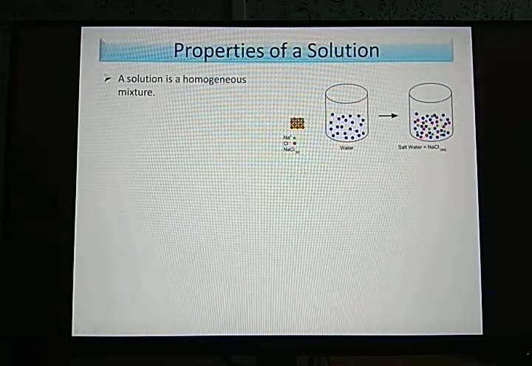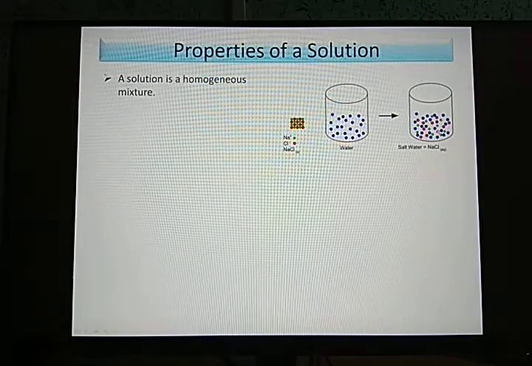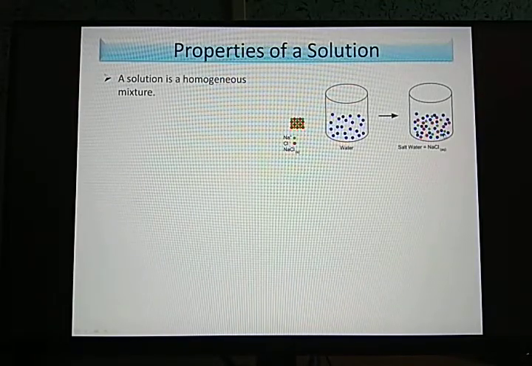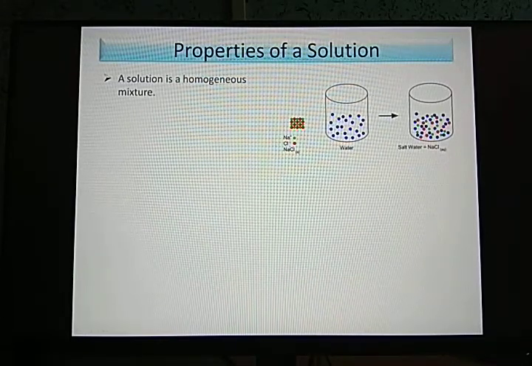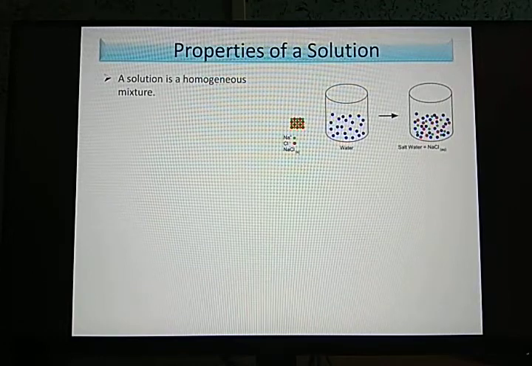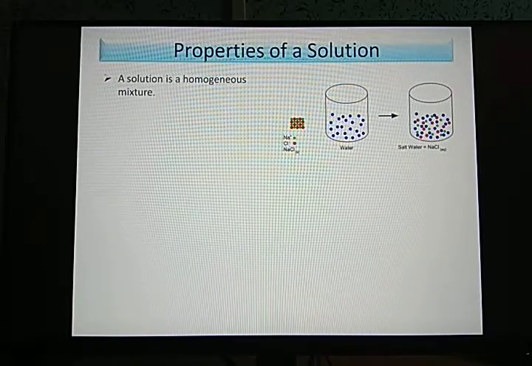And this sodium chloride, when we mix it with water, gets dissolved with the water molecules, maintaining a homogeneity or uniformity throughout the solution. So that's why we can say that the salt solution is a homogeneous mixture, or we can say it is a true solution. Clear?